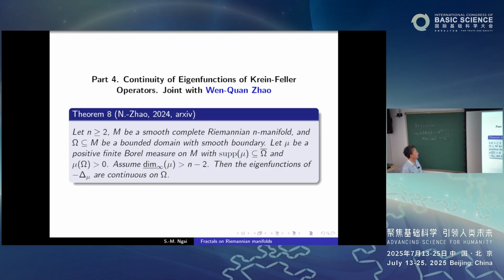And so finally, about continuity of eigenfunctions. This is joint work with Wen-Chen Zhao. So the eigenfunctions that we got from the Hart theorem are actually continuous. Actually, we just have to assume this condition: if the L infinity dimension is greater than n minus 2, then we know that there exist eigenfunctions, and this result ensures that the eigenfunction is continuous.